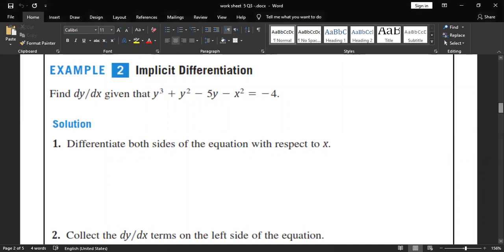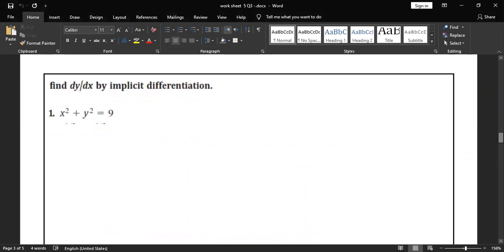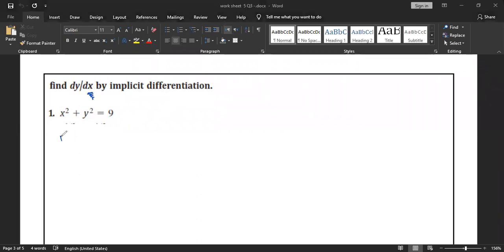The next problem. Here, find dy by dx by implicit differentiation. Why do we use implicit differentiation? Because I have an implicit function. I have to follow the 4 steps. But you have to know how we find the derivative of each term, which rule I'll apply. I find the derivative with respect to x. The first term, agree or disagree? They agree because they have the same variable.